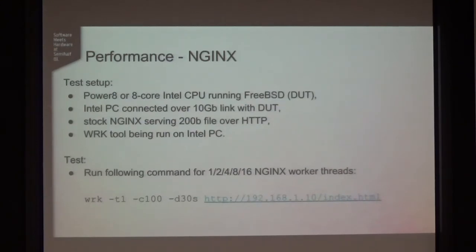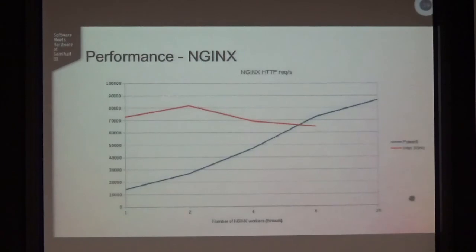But if one knows Nginx better and knows some other configuration hacks which he or she could use, then we probably get even higher numbers. So that is the curve we got. The orange one is the Intel Core i5 running FreeBSD, and the blue line is the Power8 running FreeBSD.